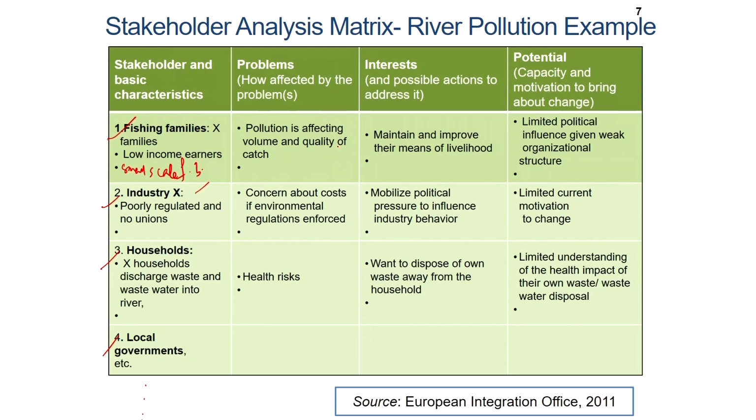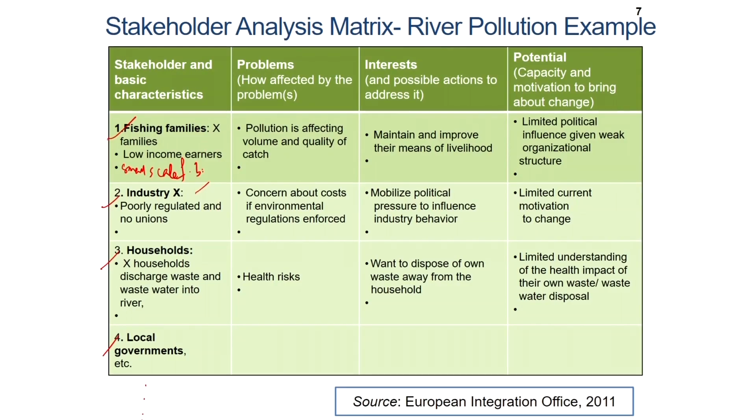Now, if you look at the column on problems, the next question is with regard to what problems the stakeholders are facing. With regard to the fishing families, the problem is that pollution is affecting the volume and quality of catch, let us say. Similarly, if we are looking at small scale family businesses, maybe the problem that they are facing is with regard to the health of the family, or family health is suffering. With regard to women actively involved in fish processing and marketing, maybe the problems may be with regard to mothers' and children's health and so on.